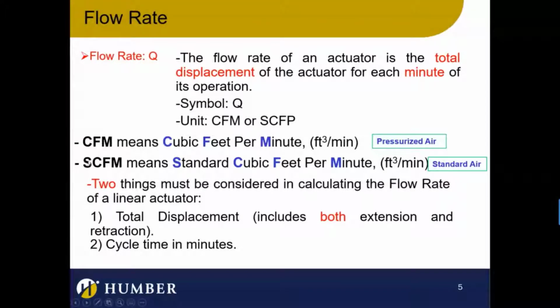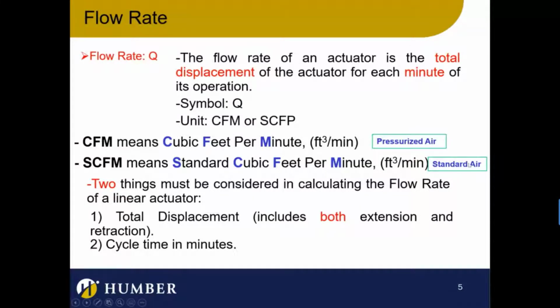From the air that's actually being compressed, or pressurized air. So when we talk about cubic feet per minute in pressurized air, we just call it CFM, cubic feet per minute. When we talk about standard air, and you guys remember what standard air is from lecture 1, it's just the air in the atmosphere.